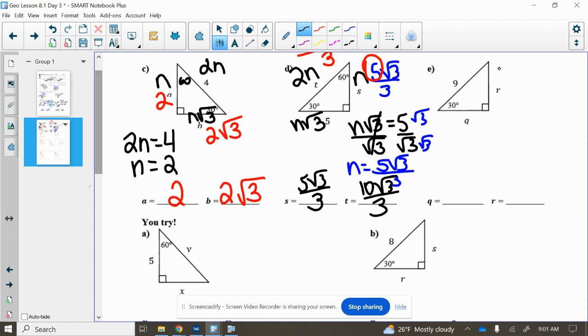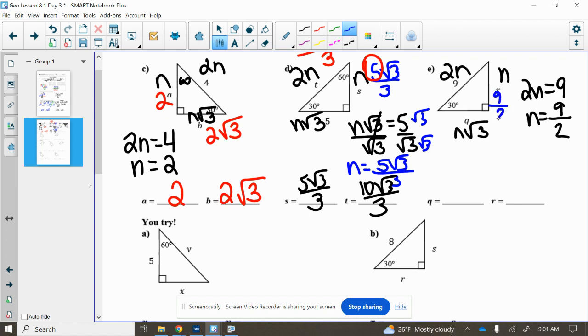Last but not least, on this next one, we are again given the hypotenuse. Okay, but be careful this time when we try to divide 9 by 2, we don't get a nice pretty whole number. We would just get 9 halves. You could write 4.5. We just usually leave it as a fraction, so n, and then you can write this as 9 square root 3 over 2. So again, q this time is the 9 square root 3 over 2.